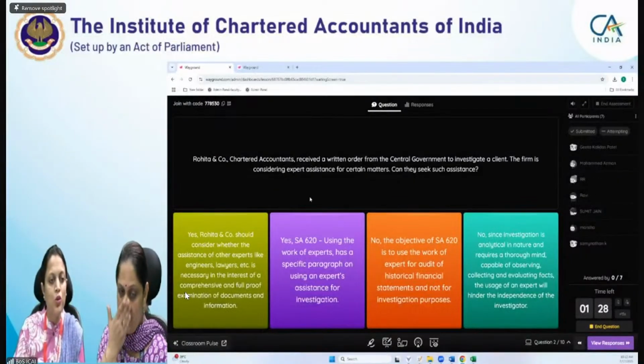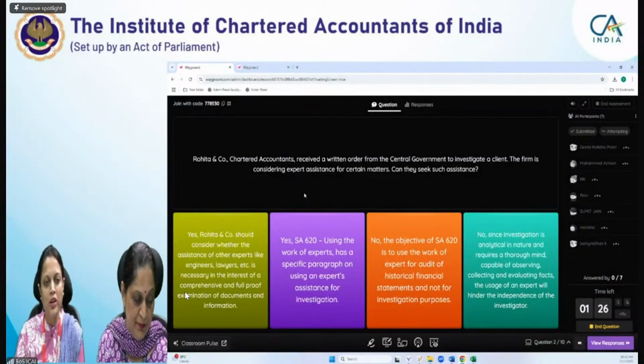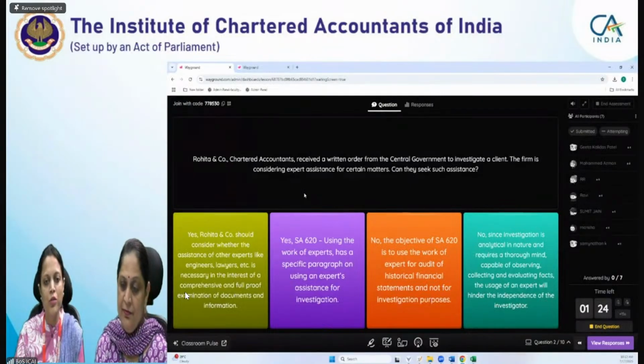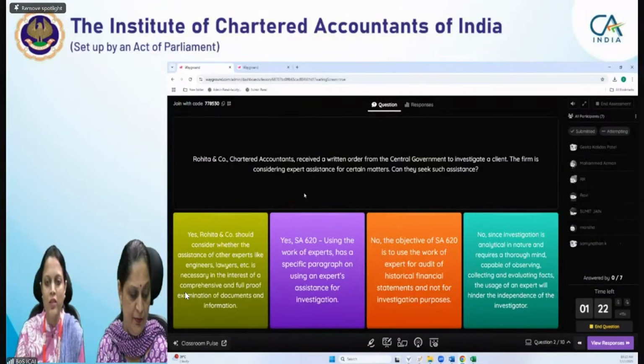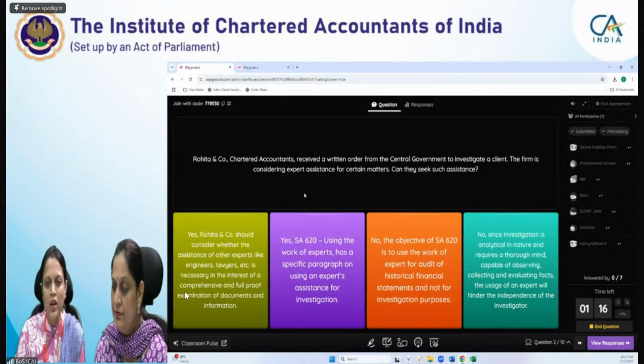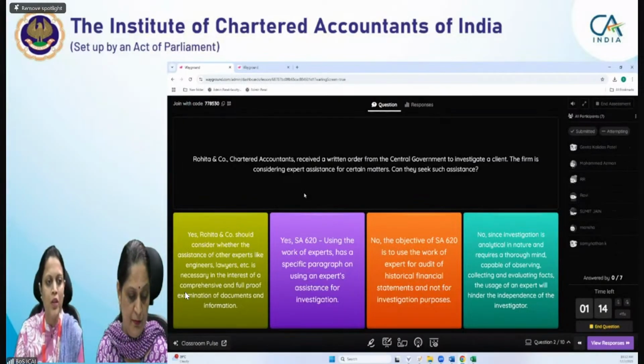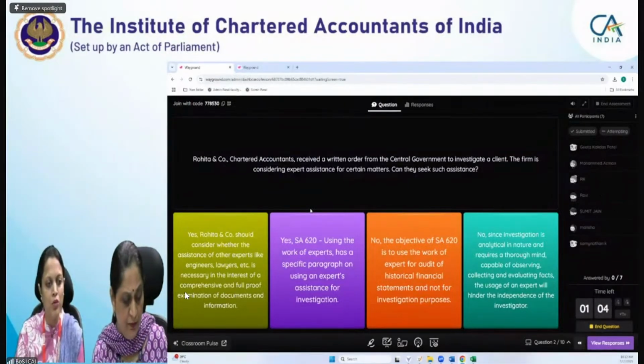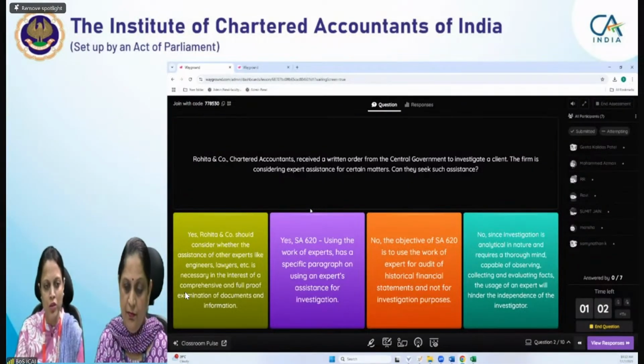Okay. Rohita and Company Chartered Accountants received a written order from the central government to investigate a client. The firm is considering expert assistance for certain matters. Can they seek such assistance? Yes. Rohita and Company should consider whether the assistance of other experts like engineers, lawyers, etc. is necessary in the interest of a comprehensive and foolproof examination of documents and information.